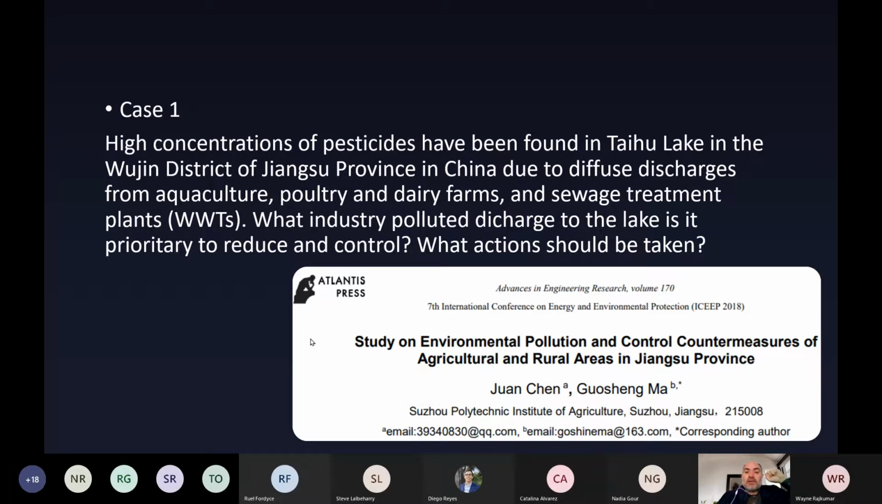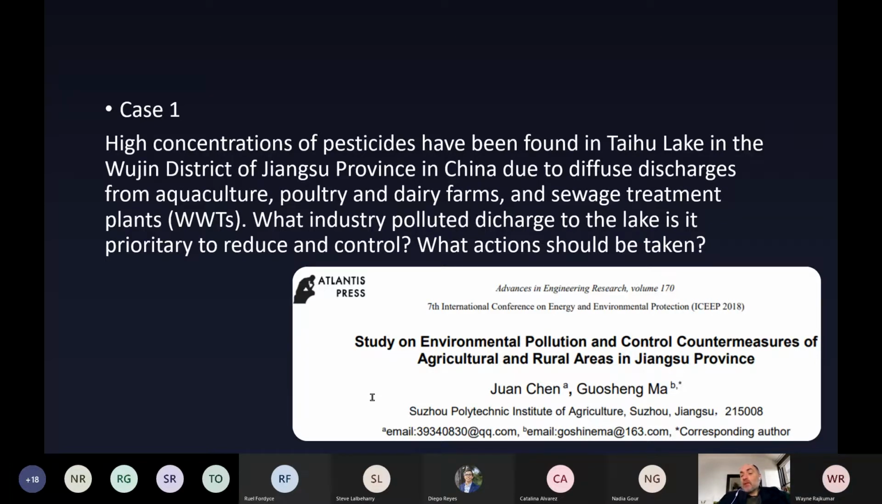What industry polluted discharge to the lake? Is it prioritized to reduce and control? That's the question that this frame is posing. What actions should be taken? That's the second question. Can anybody tell me what's the first step for using the pocket guide in this story problem? Anyone just want to guess? The chemicals of concern, the specific chemicals.